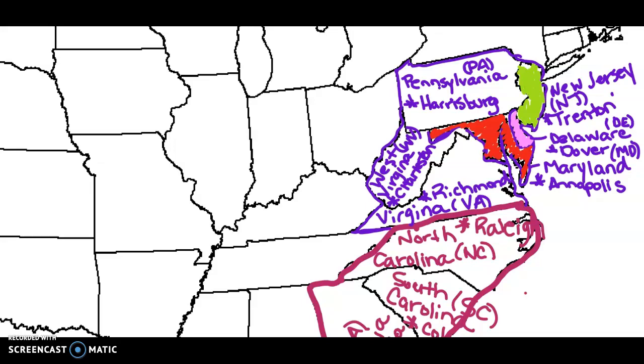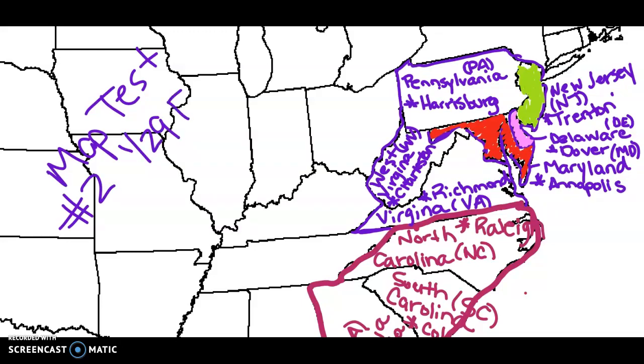So those are all of the new ones that you will know for this test. So your map test number 2 is the 29th, this Friday. You will need to know the old states that we just did a test on, and then the new states. If you miss more than one, then you will retake Map Test 2 next week. If you get them all correct or only miss one, you'll move on to Map Test number 3.